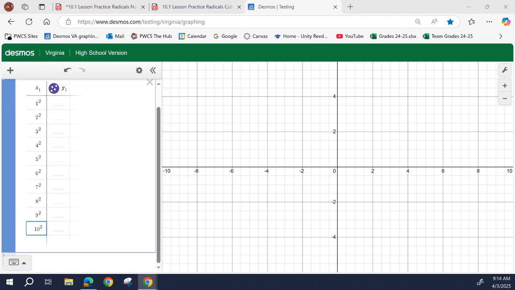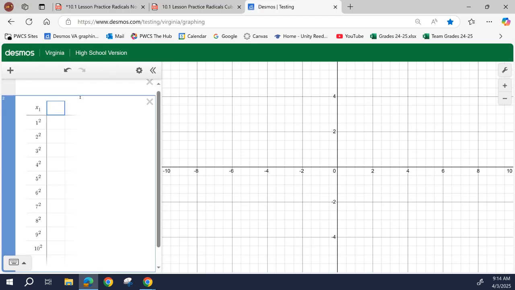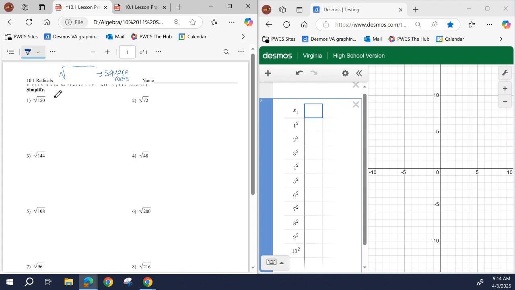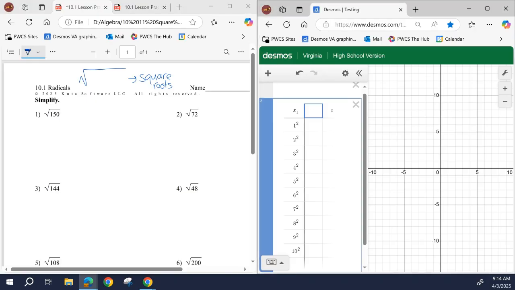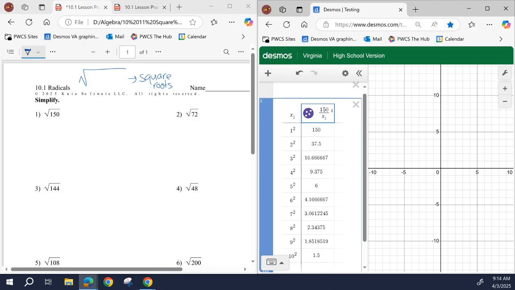And then up here where it says y1, I'm going to delete that y1, and let's do this here. I'm going to take that 150, and I'm going to divide it by x1. Now, when we're together next, I can explain how I decided to do that. But if you remember just the process, we're taking the number we're trying to simplify underneath that square root and dividing by this first column, x1. And so some of them are going to be nice numbers, some are going to be decimals.